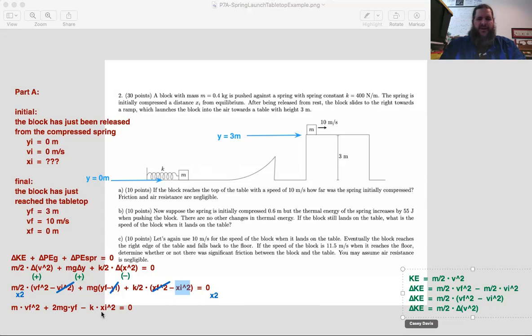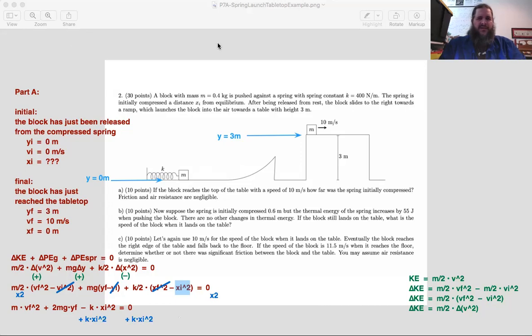Algebraically, how would you start isolating x initial here? Yeah, we could subtract these other two terms to the other side, or possibly more easily, we could just add kx initial squared to both sides. I think that's going to make the next few steps easier as well. So let's just add k times x initial squared to both sides. That'll have the same effect, but possibly save some time later.